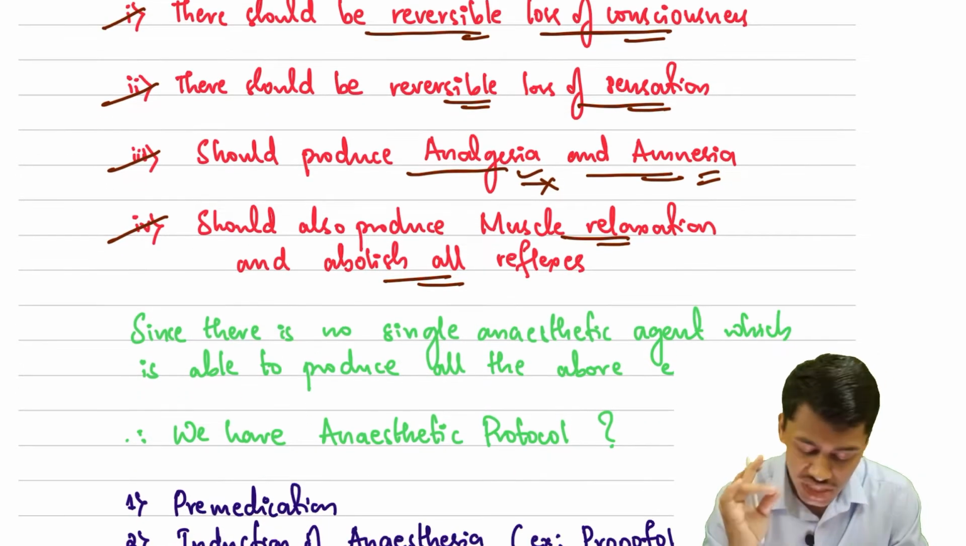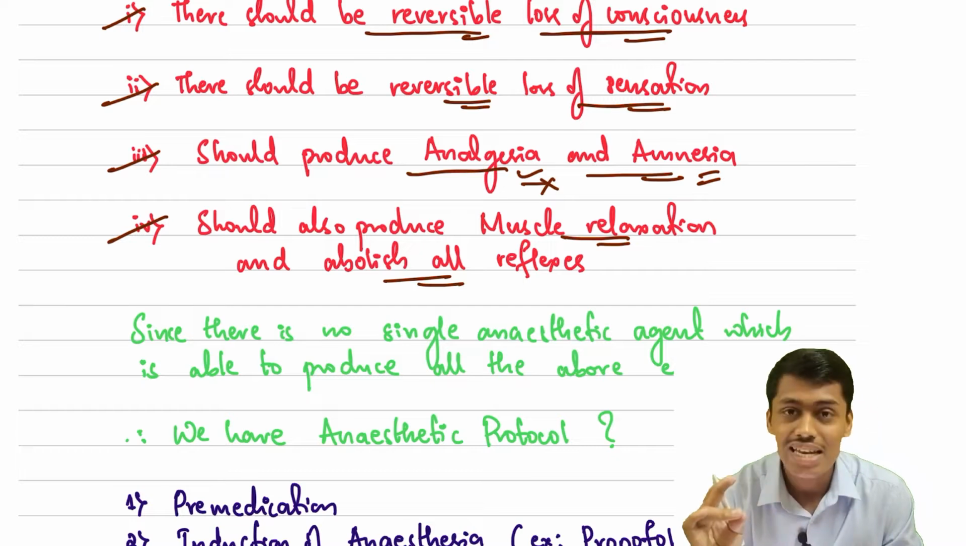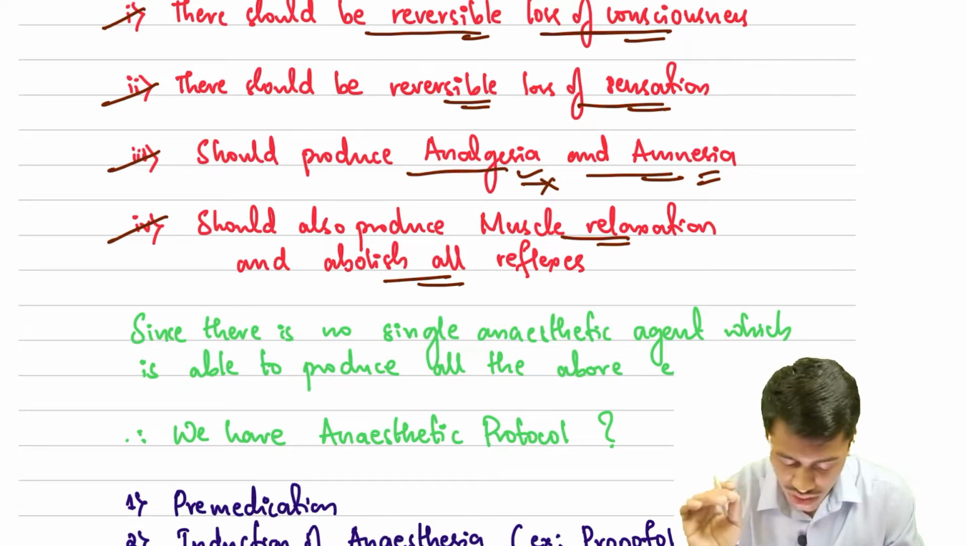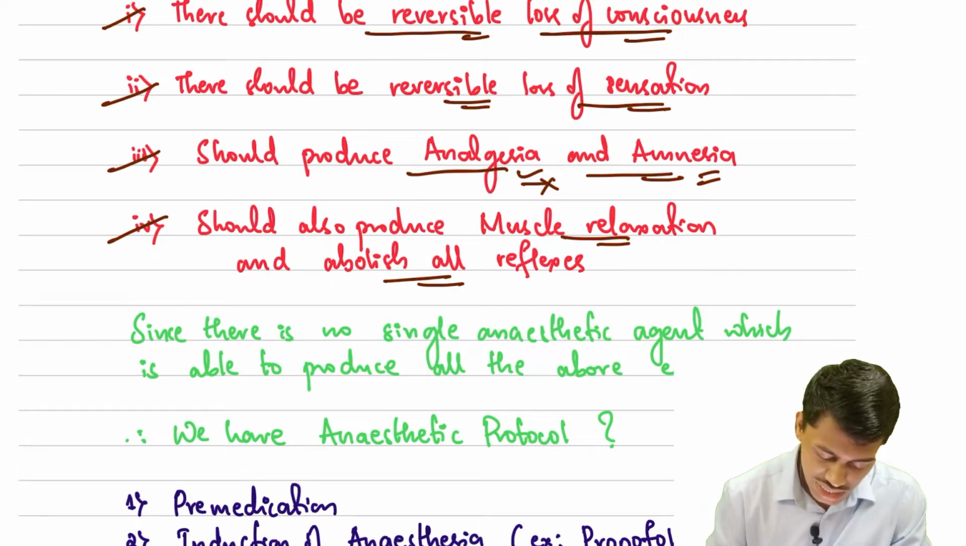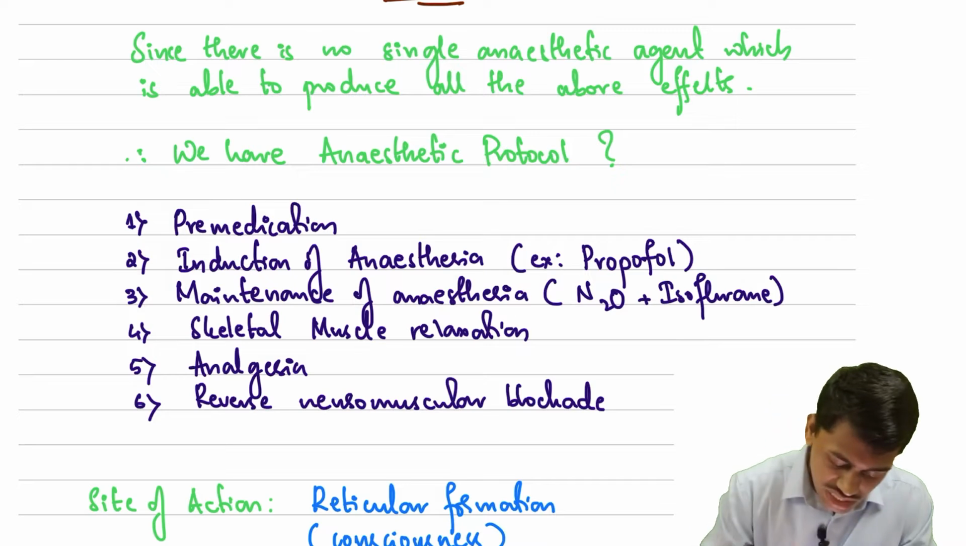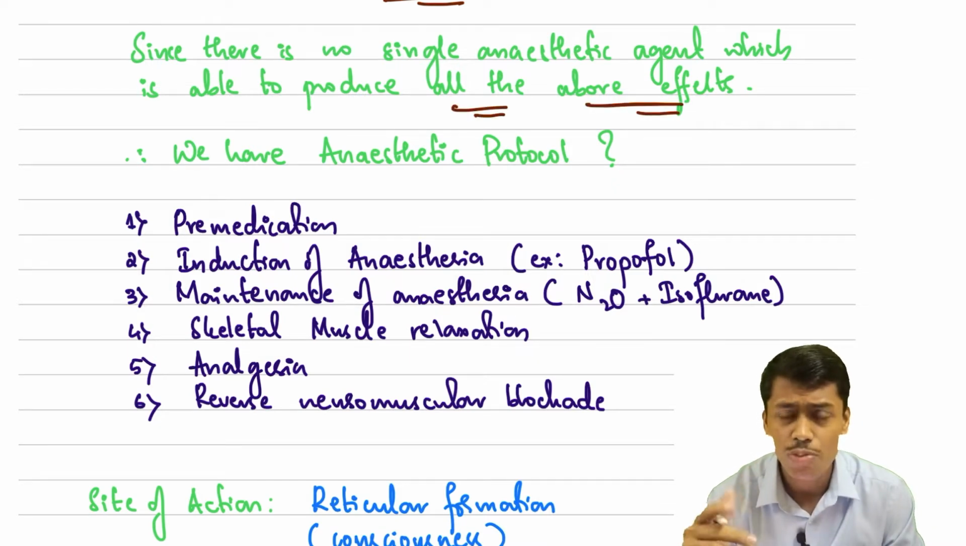There should be reversible loss of consciousness, reversible loss of sensation, analgesia, amnesia, and they should also produce muscle relaxation as well as abolish all the reflexes of the human body. Now, since there is no single anesthetic agent which is able to produce all the above effects, you know that there is not even a single agent which produces all of these desired effects in general anesthesia.